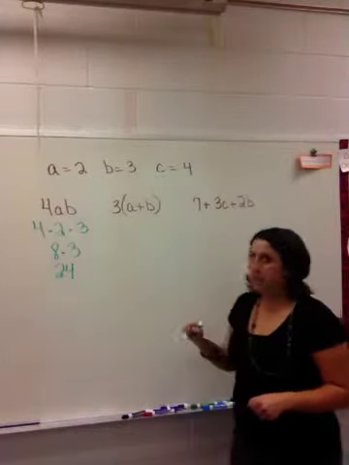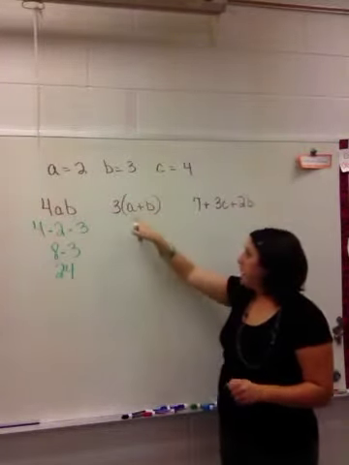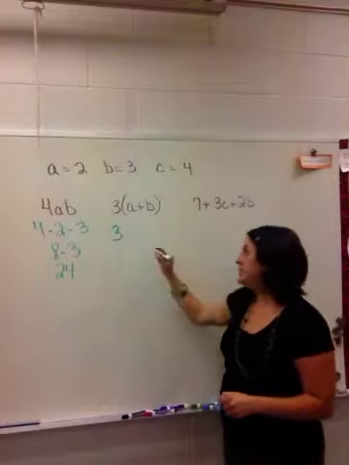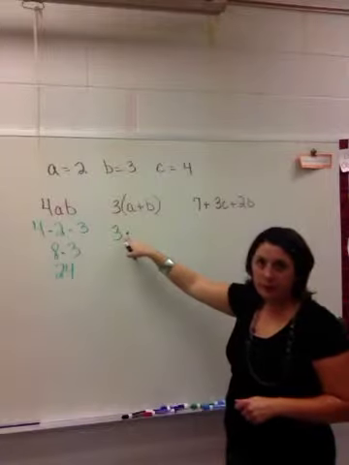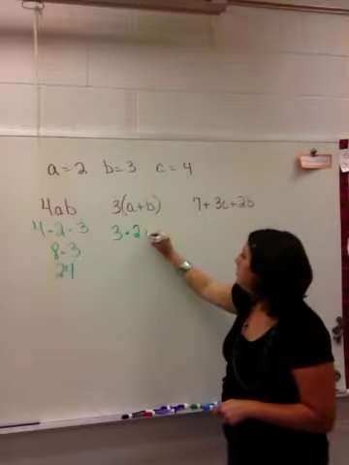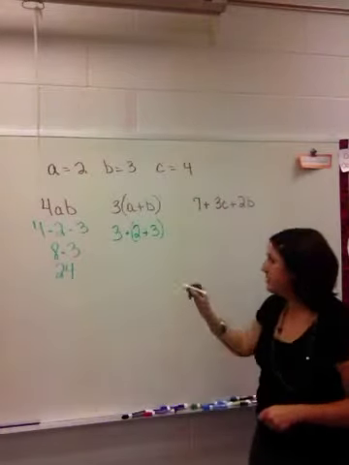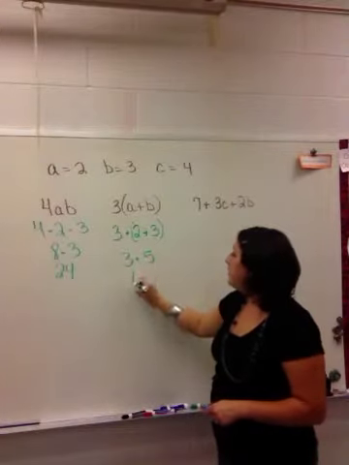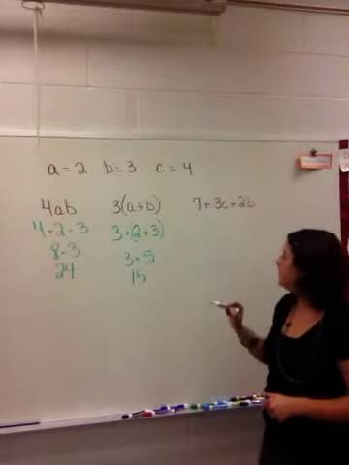So let's look at the next example. I have 3 times the sum of a plus b. When I have a number outside a parenthesis like that, it just means to multiply. This little dot in algebra I use to multiply so it does not get confused with the variable x. The value of a is 2, and the value of b is 3. And let's remember, those were inside of parentheses because that makes the difference. So 2 plus 3 gives me a value of 5, and 3 times 5 gives me a value of 15. So that entire expression would have a value of 15.